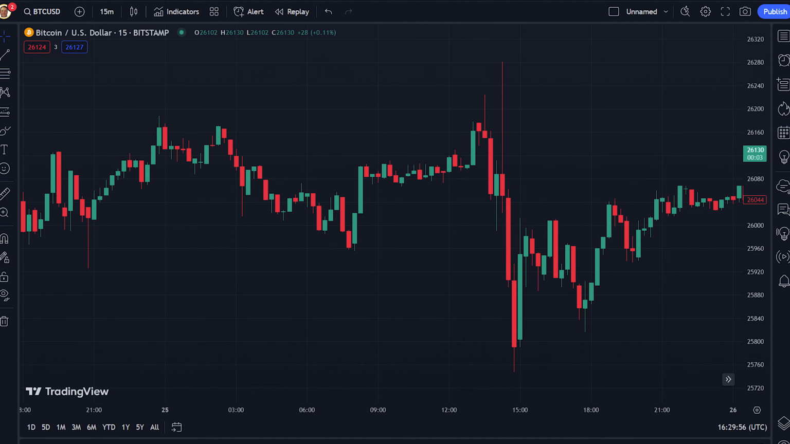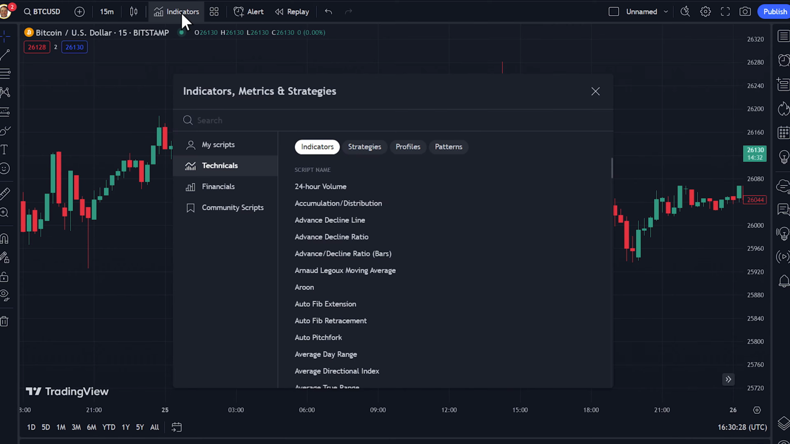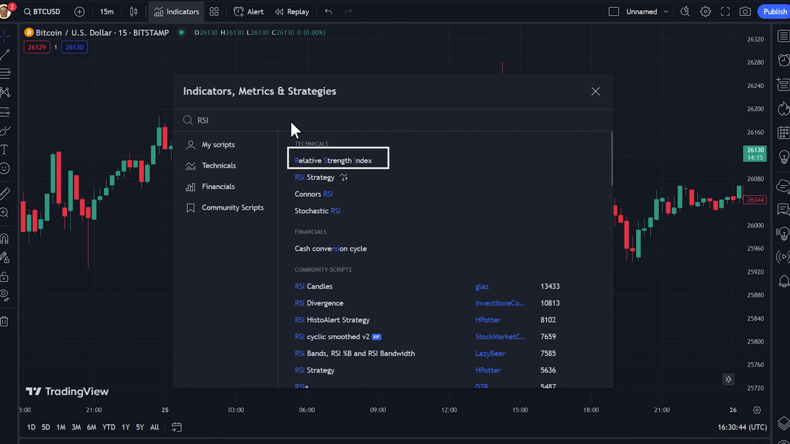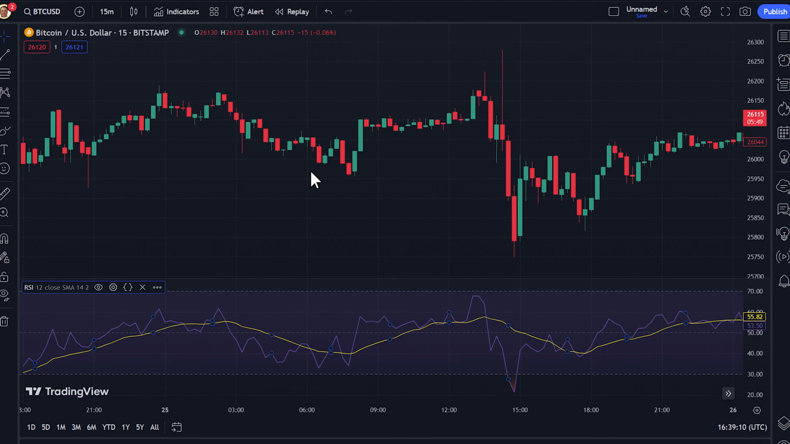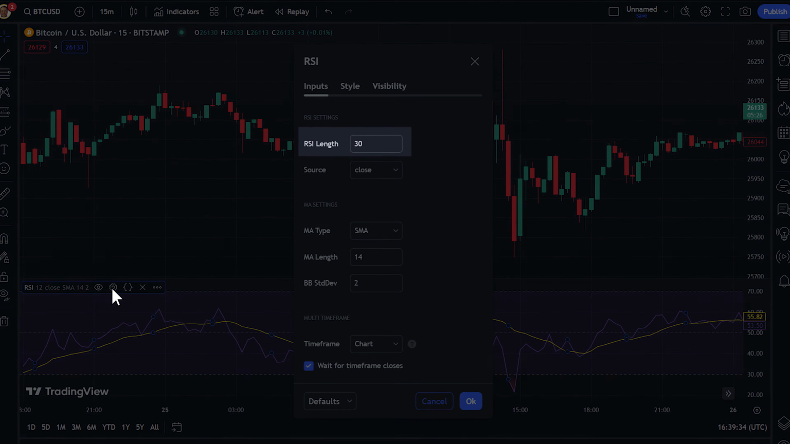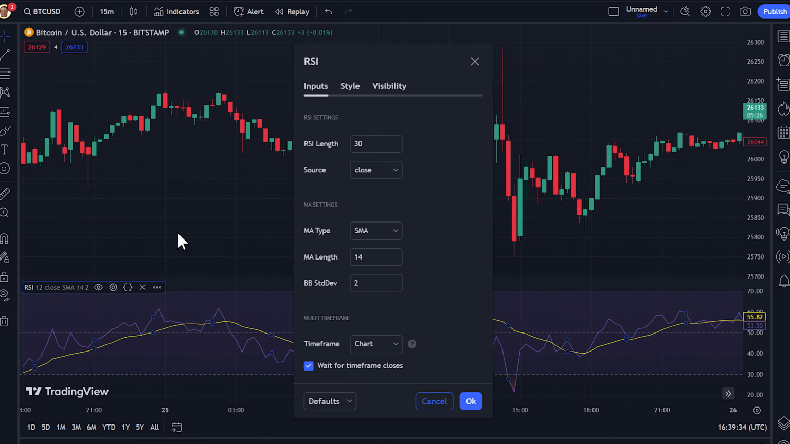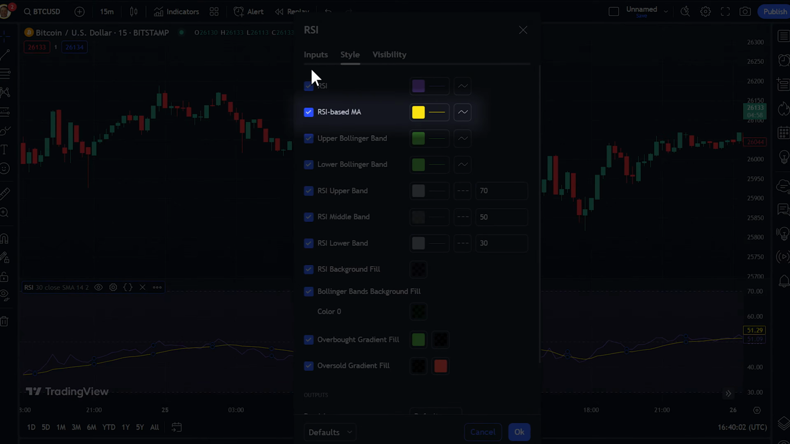Go to TradingView and click on the Indicators tab. Search for this indicator and add it to your chart. Then click on the Settings icon and change the RSI period to 30. Then go to the Style tab and uncheck this box.